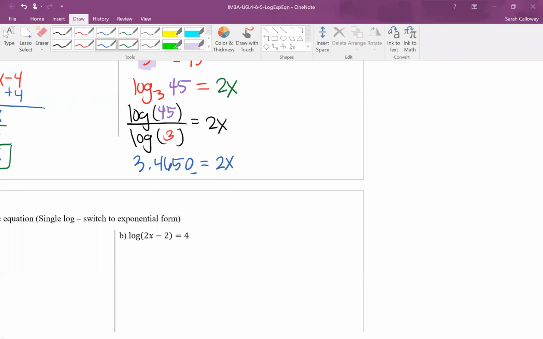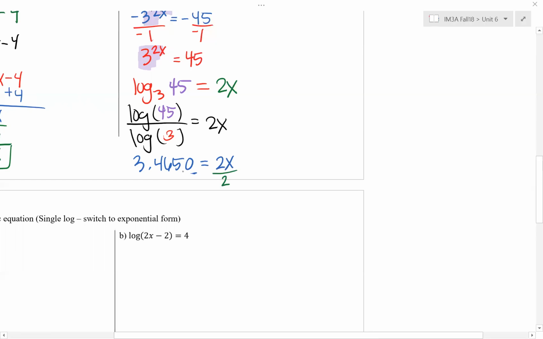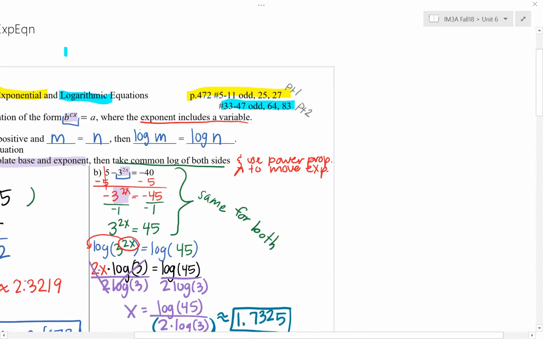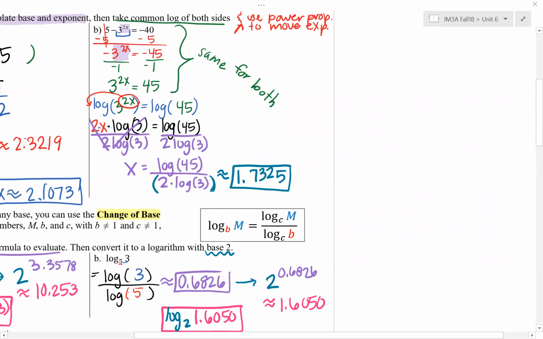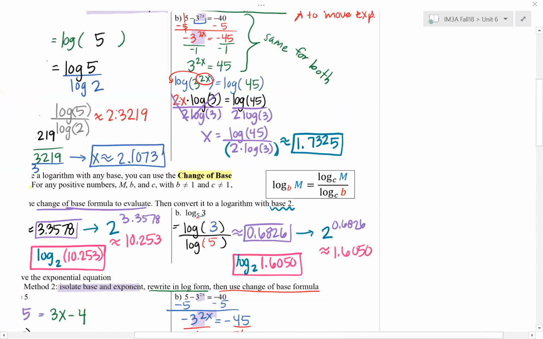And so to get x by itself, we're going to divide both sides by 2. So that tells us that x should be the same as our previous problem. So 3.4650 divided by 2 gives us 1.7325. And so if we check, 1.7325 is what we got in the first example.